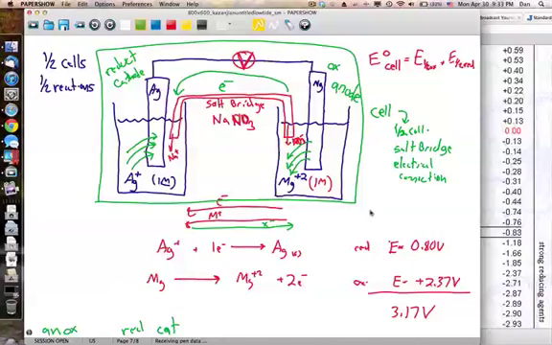So the anode and the cathode on the battery represent where the reduction and oxidation are taking place. The cathode of the battery is where reduction takes place, and the anode is where oxidation takes place. These together are the simple components of the battery.